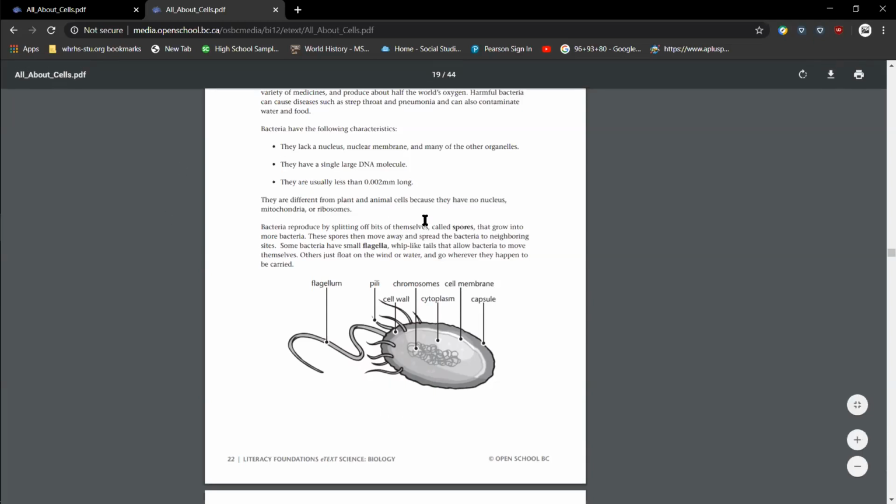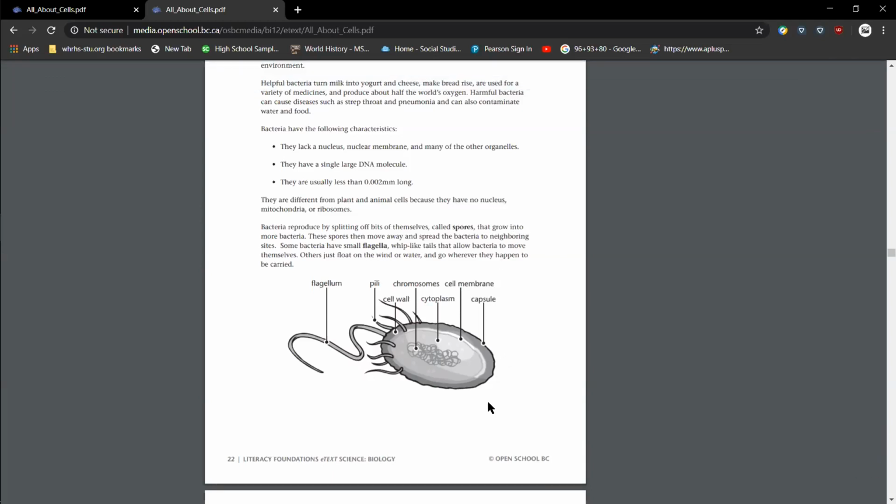Another characteristic is that they have a single large DNA molecule, which we call a circular chromosome. Our DNA is arranged in a line, a really long line with two ends. Bacteria have DNA in a circle, just a piece of DNA in a circle, and that's what makes up their DNA. They're also really, really small, much smaller than human cells, because they're prokaryotic.